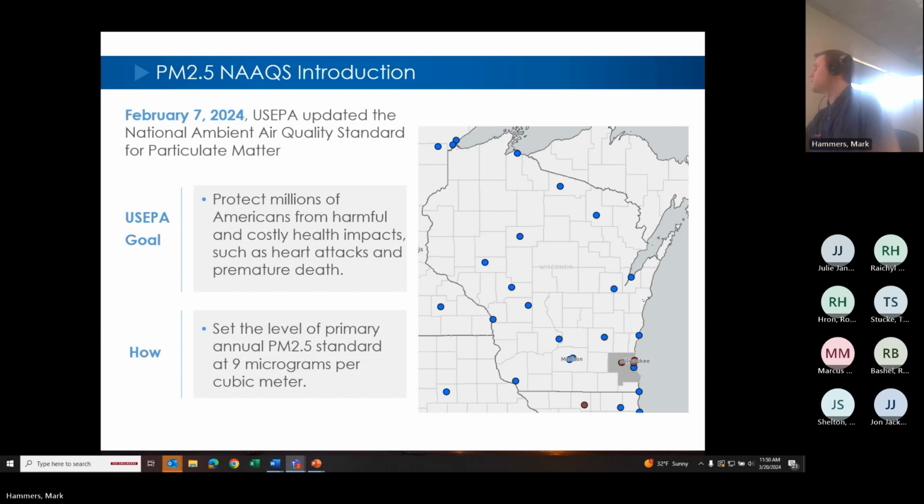So for those of you that know, or maybe those of you that don't know, on February 7th of 2024, the US EPA updated the National Ambient Air Quality Standard for particulate matter, PM2.5. NAAQS, as we call it, the National Ambient Air Quality Standards, are standards EPA sets in place for 6 criteria pollutants. I hope I can get these right.